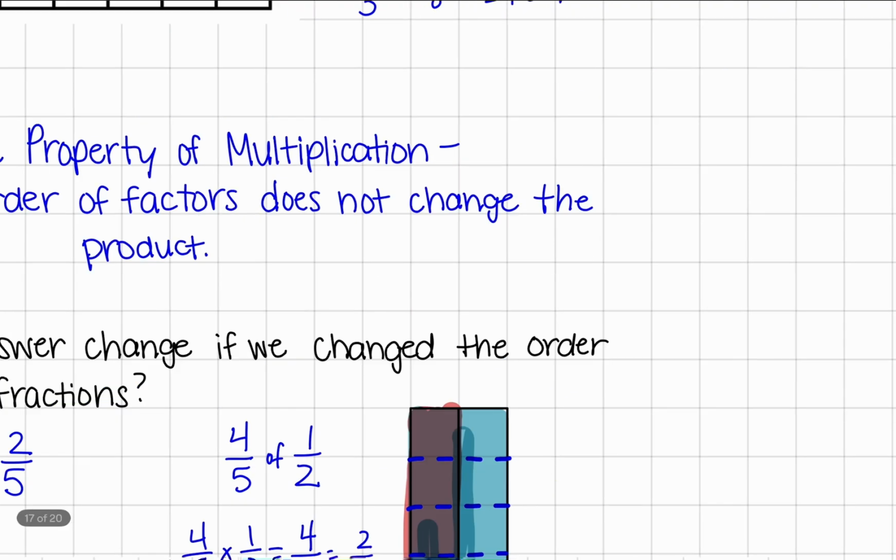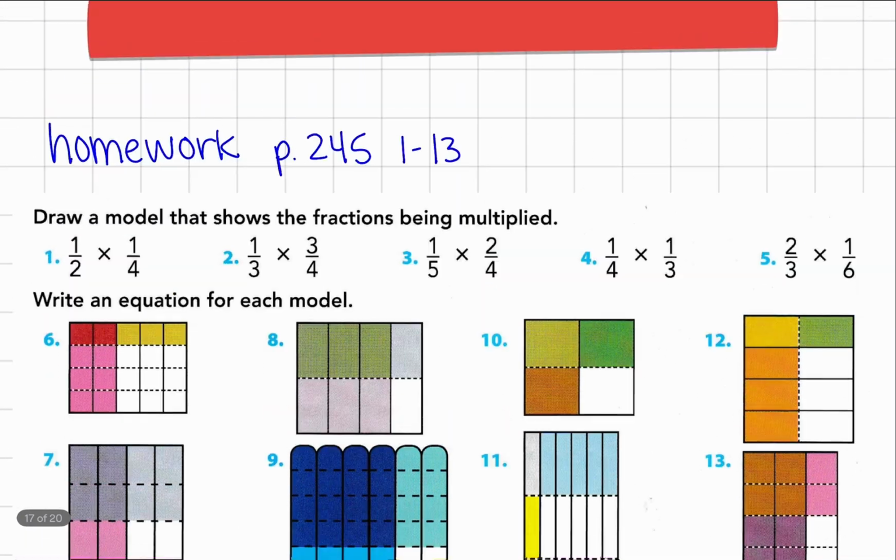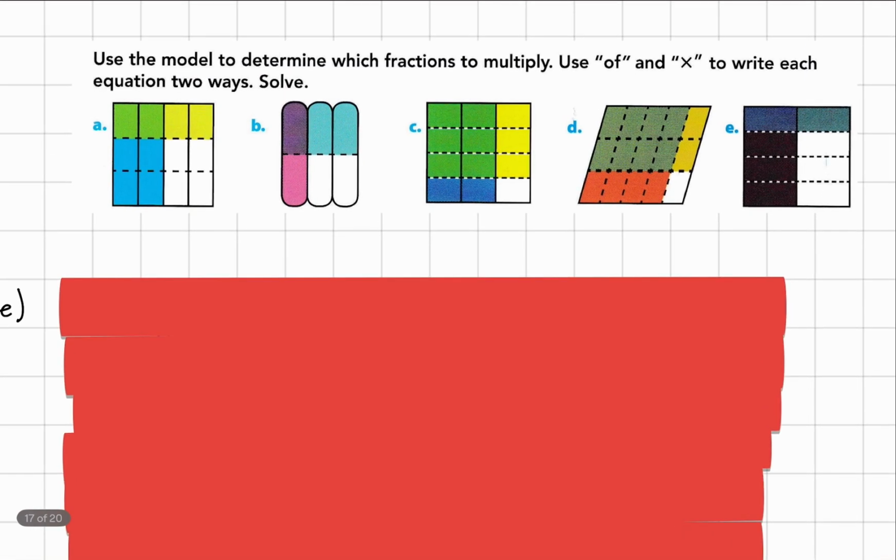All right. We are going to look at page 245. If you don't have your book, they're on the screen. And I want you to try to use these models to determine which fractions to multiply, and use of and x to write each equation two different ways and then solve. Okay, so for the first one, I see that there are blue and there are yellow. And what do you know about blue and yellow when you mix them? They turn green.